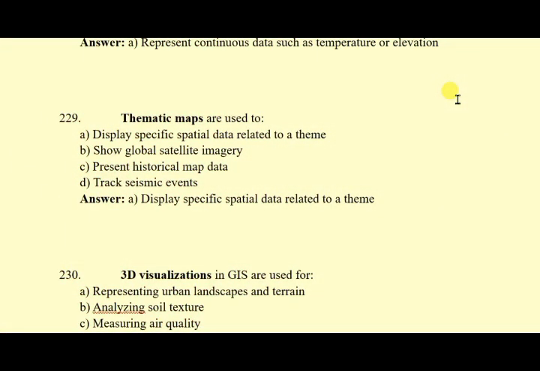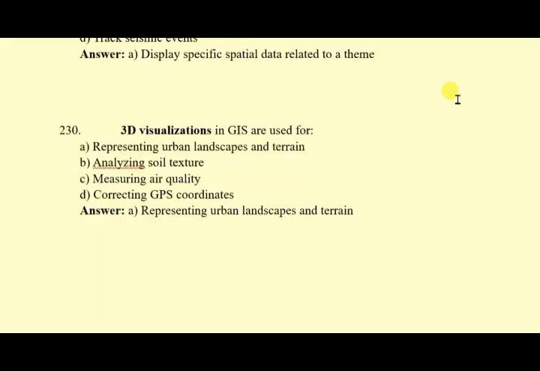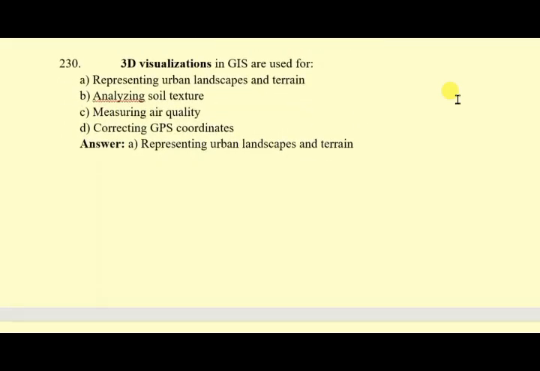So global satellite imagery, present historical map data, tracks seismic events. Here the right answer will be display specific spatial data related to a theme. Question 230. 3D visualizations in GIS are used for representing urban landscapes and terrain, analyzing soil texture, measuring air quality, correcting GPS coordinates. Here the right answer will be representing urban landscape and terrain.